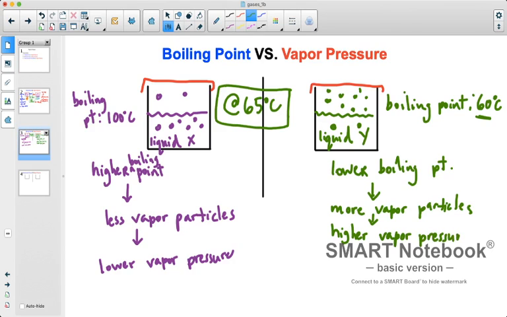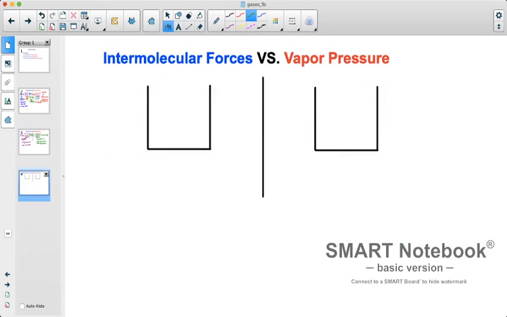By looking at these two beakers side by side, we actually are able to see the relationship between boiling point and vapor pressure. We see that higher boiling points give us lower vapor pressure, and a lower boiling point will give us a higher vapor pressure. So it's important to know that relationship between boiling point and vapor pressure. Now, our last relationship has to deal with intermolecular forces and vapor pressure.